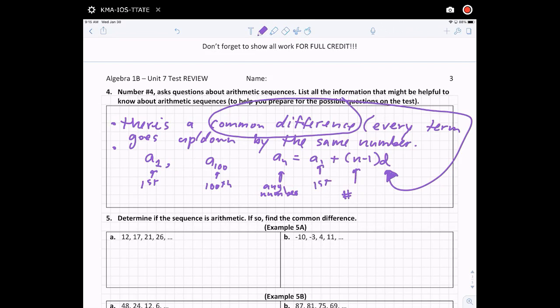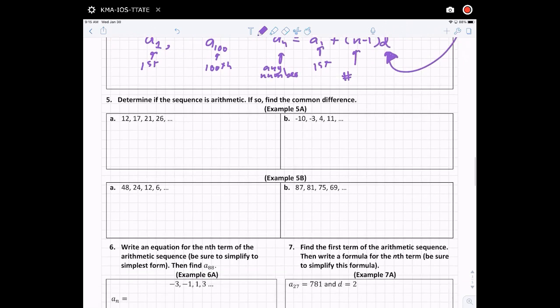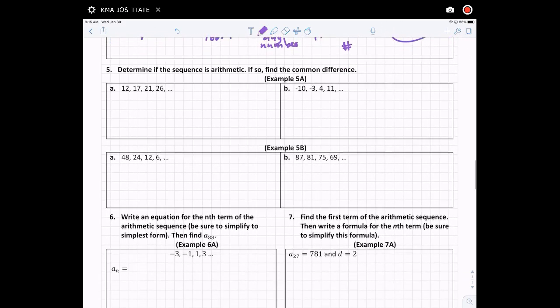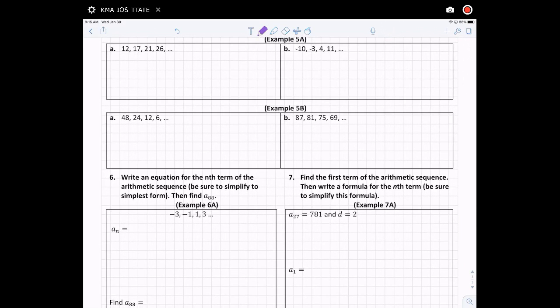So you just want to review some of that. Definitely you should review it because you'll notice the next few problems all deal with arithmetic sequences. So that would be a quick, helpful review before you try to do these problems, and then it will help you look back and forth. Okay.